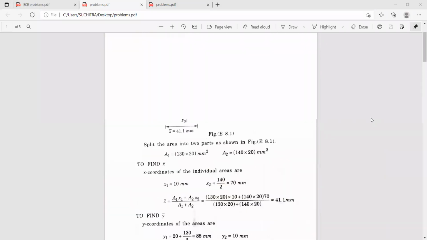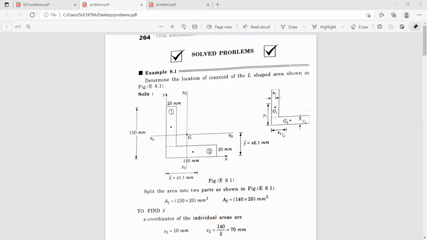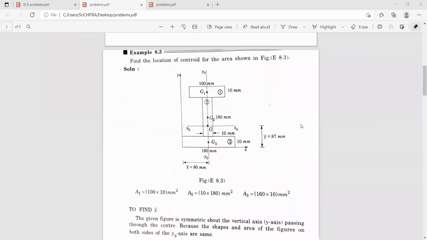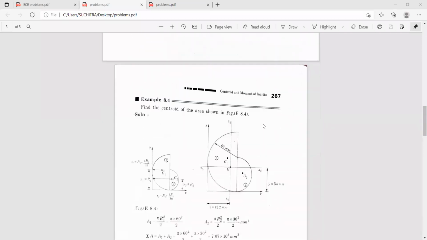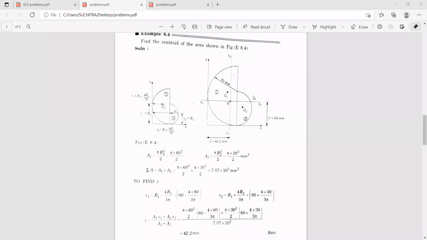Now, last class we have discussed these problems, correct? The L-shaped problem and also the I section, which is symmetrical to the y-axis, and also we have discussed this problem. So again, we shall go through this problem because here you have two semicircles of radius 60 millimeters and 30 millimeters respectively. So first you have to select the reference axis x and y.